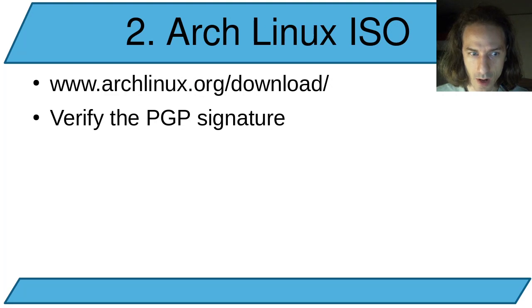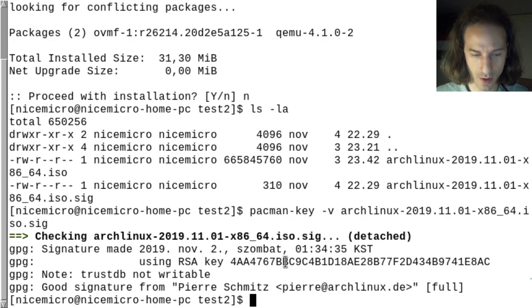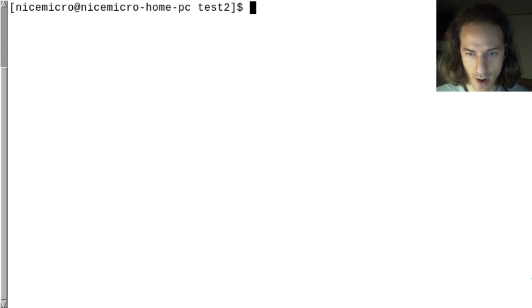Okay, so our next step is to create a new hard drive image. Of course, if you want to install Arch Linux in a virtual machine, first your virtual machine will need a hard drive. To create a hard drive image, we will invoke the qemu-img create command, which is for creating new images. So let's switch to our console here, and we will create a new image.